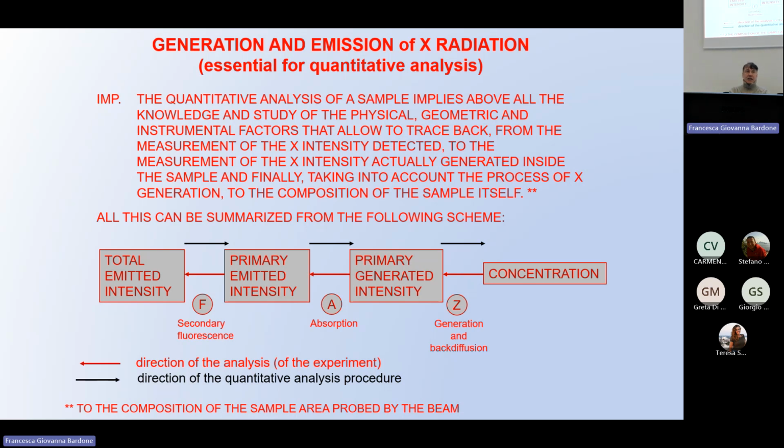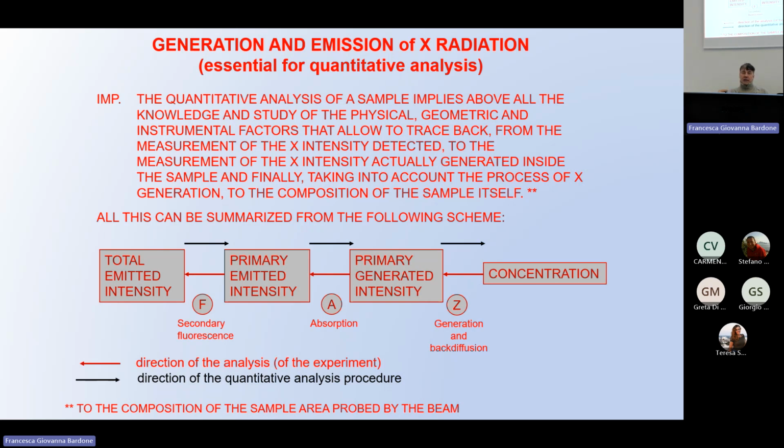Summarizing, there are programs which correct what you are recording with your computer, the total emitted intensity. There are corrections which are called ZAF, which correct for atomic number, absorption and fluorescence. The software that we have does the correction. So at the end, you have the concentration.